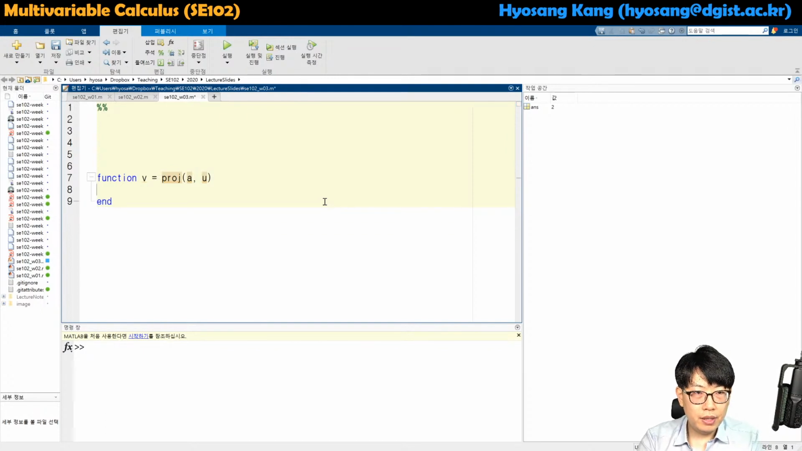And how do we define our projection? Usually when you define the content of the function, you have to put three spaces or one tab indented line. So we have v equals dot of a and u, divided by norm of u, and then also multiplied by a unit vector in the direction of a, which is a over norm a.